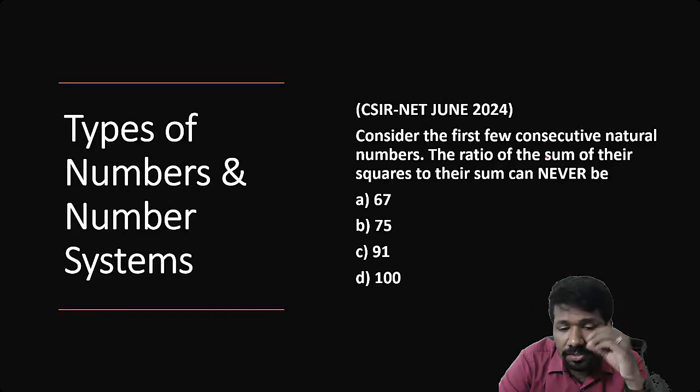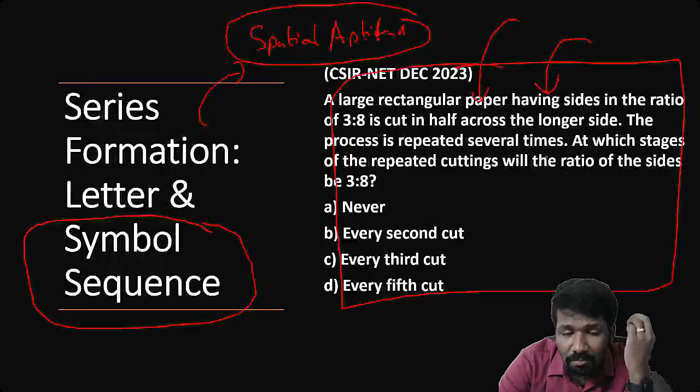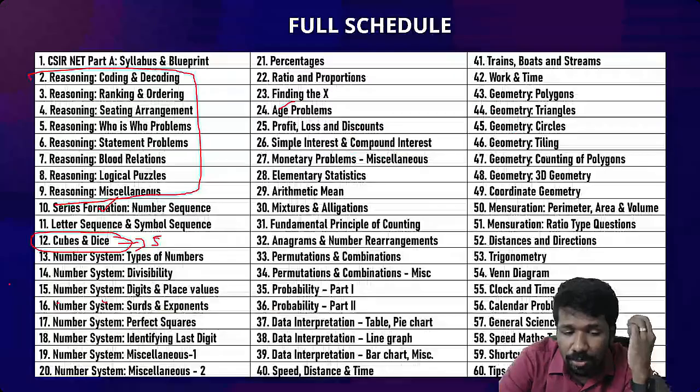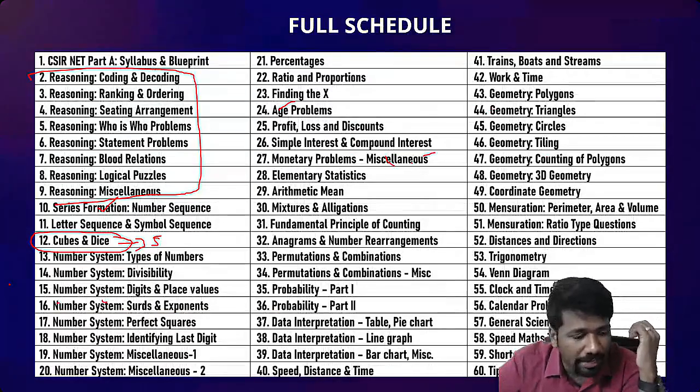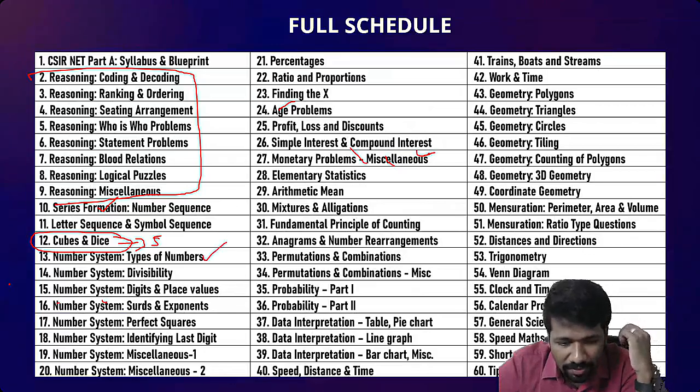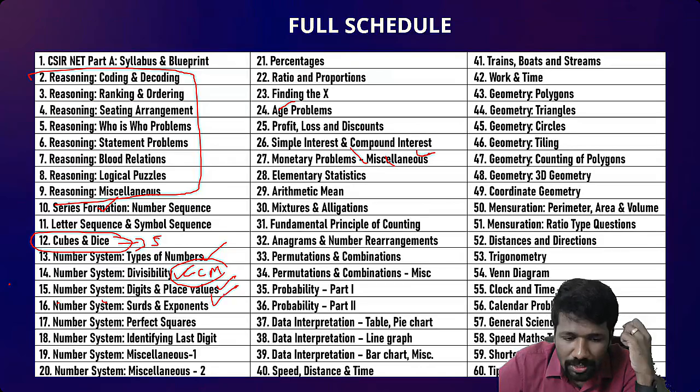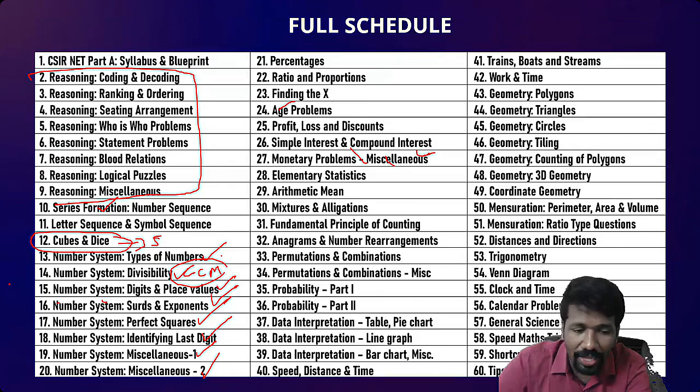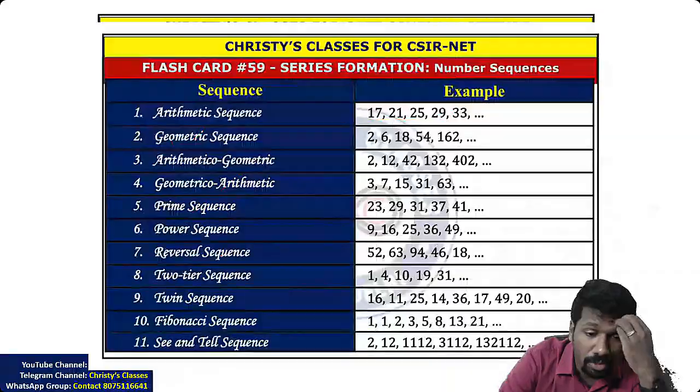So that is why we have assigned many lectures for number system alone. Look at this: types of numbers is one lecture, divisibility rules is one lecture. In this we will also discuss LCM, HCF. Digits and place values, surds and exponents, perfect squares, identifying last digit, miscellaneous number system problems, 2 lectures, so that you get proper understanding. 8 lectures on the number system topic itself.